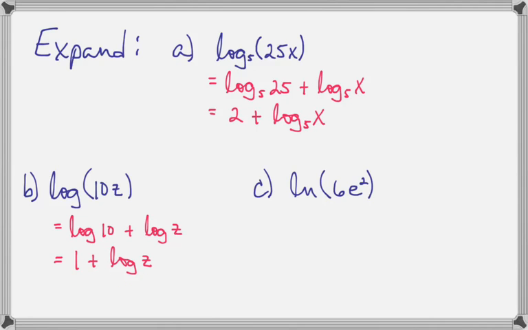And here's a third example. The natural log of 6e squared. Well, there are two factors here, so I'll be able to split this up into two terms. The natural log of 6 plus the natural log of e squared. Now remember, natural log only means log base e. So what is the exponent that changes e into e squared? That exponent would be 2. So we end up with natural log of 6 plus 2.